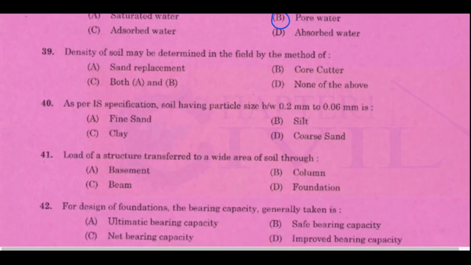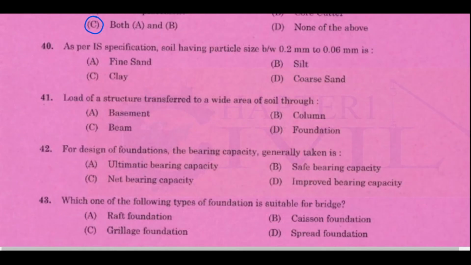Question number 39. Density of soil may be determined in the field by the method of sand replacement, core cutter method, both A and B, none of the above. Density of soil in the field can be determined by sand replacement and core cutter method. Both A and B is the answer.